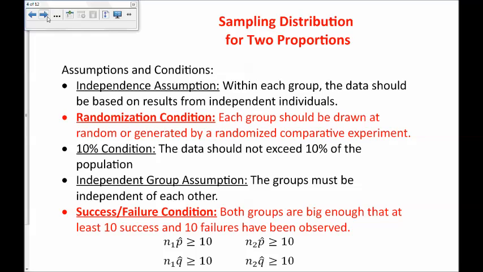Now on the AP free response questions, I've noticed the two that they focus on the most are the randomization condition and the success-failure condition. Make sure you check both of those, and you have to plug numbers into these equations and check with numbers from the problem. You can't just say there's at least 10 in both of them. You have to actually plug numbers in as you check the success-failure condition.